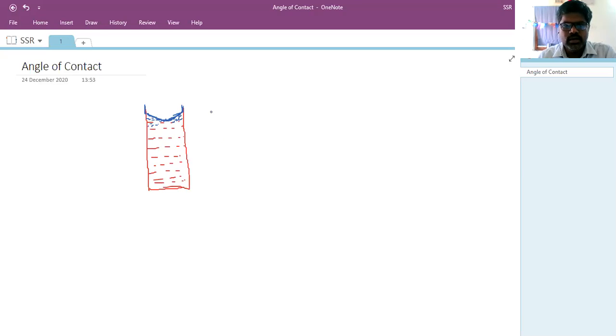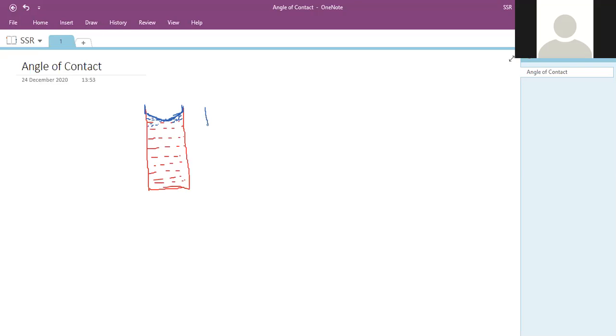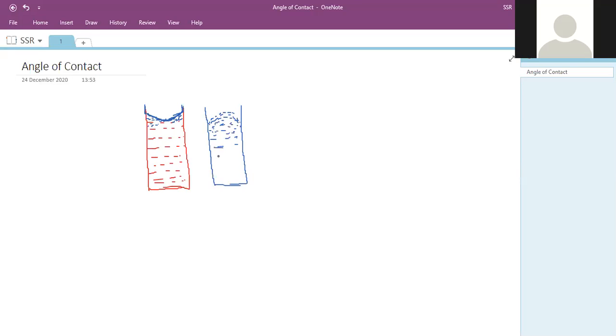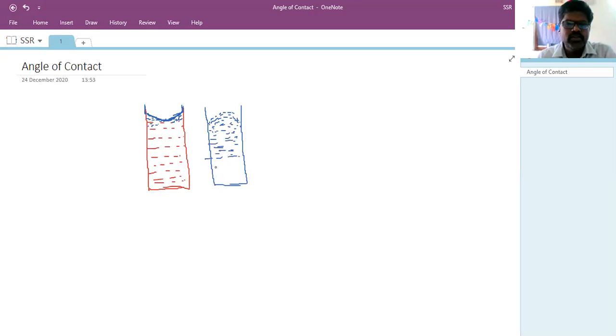Suppose you fill with mercury, in a tumbler or in a glass, whatever. Then the shape of the mercury will be like this, in a convex shape, a bulged shape. The top surface of the mercury will be bulged. So this is the difference you have to observe. One is a concave shape, the other is a convex shape. Are you clear on this point first?